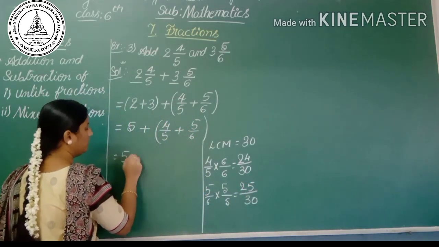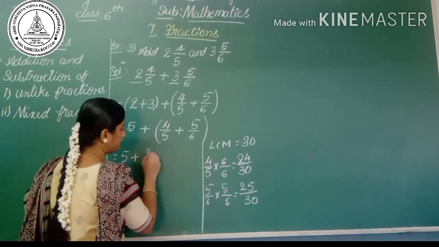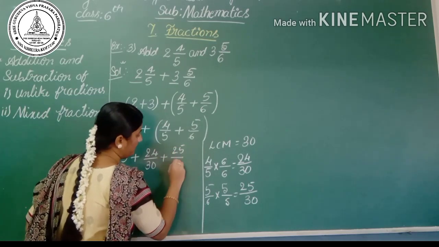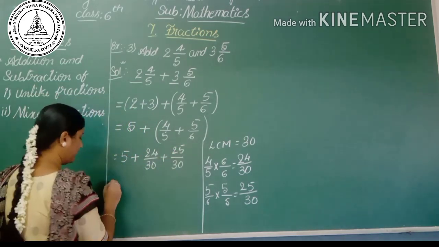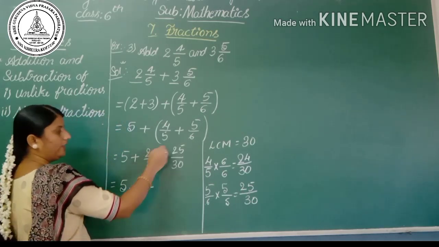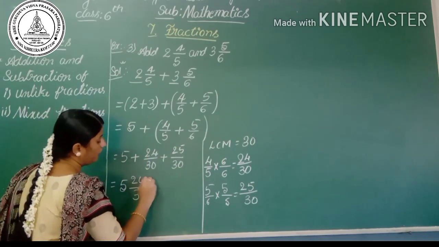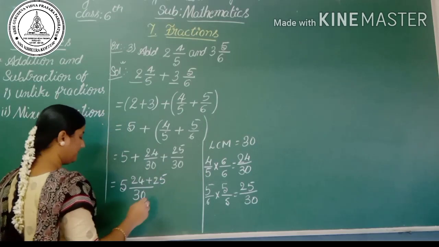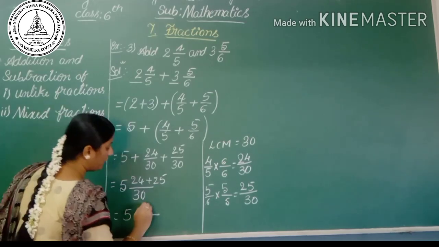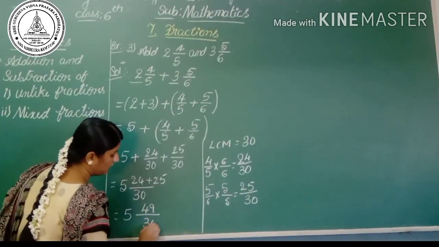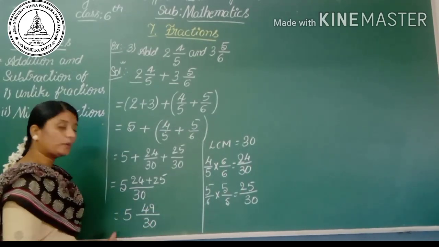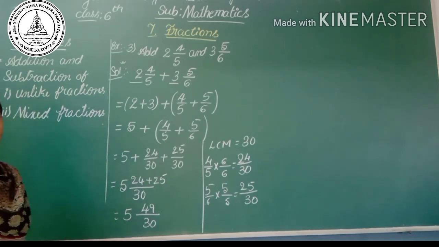Now which is equal to 5 plus 24 by 30 plus 25 by 30. Okay. Then which is equal to 5 whole, 30 is the common denominator. Then 24 plus 25 is 49. So 49 by 30. Yes, now you observe here 49 by 30 is an improper fraction. So we have to convert it into a proper fraction.